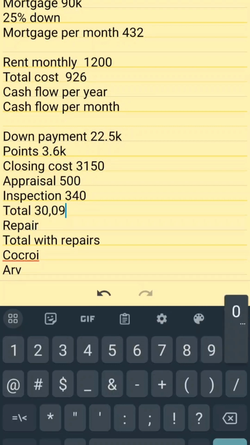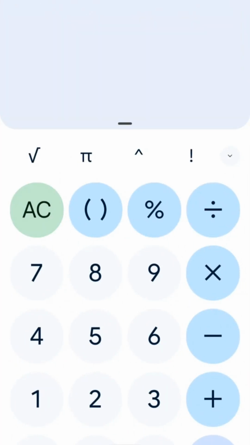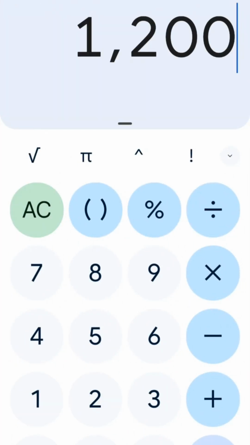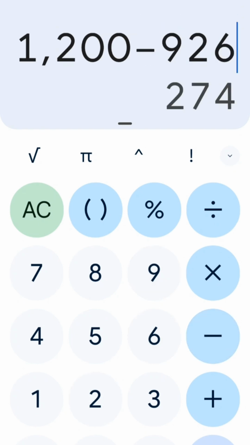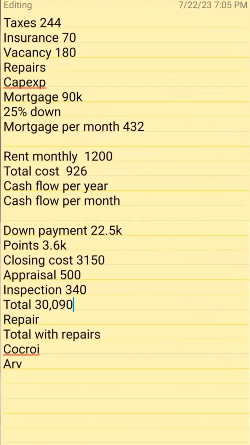So we're going to come over here for our totals, and again, this property we are saying does not need any repairs. Now we have to come back up to our monthly rent and the total cost and figure out what our monthly cash flow is. So our property rents for $1,200 a month. We know that the total cost to run it is $926. So our monthly cash flow is $274.